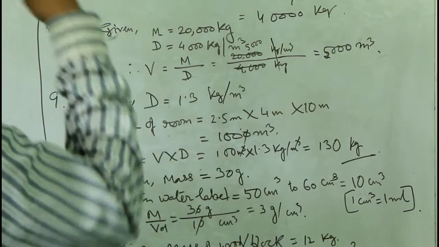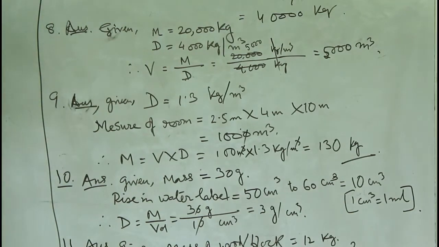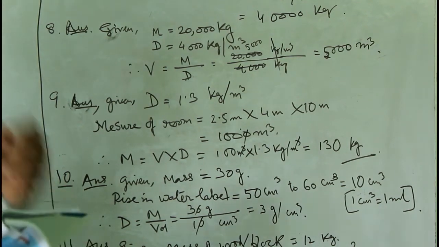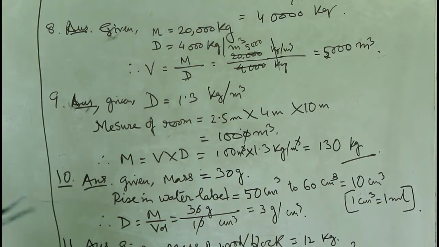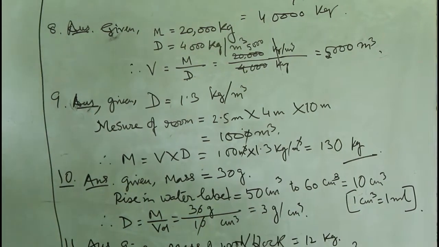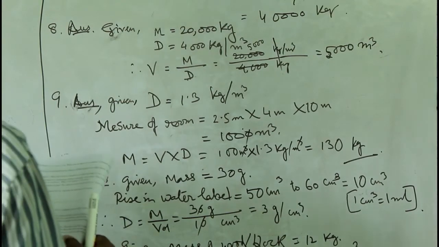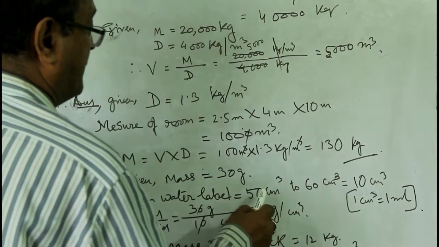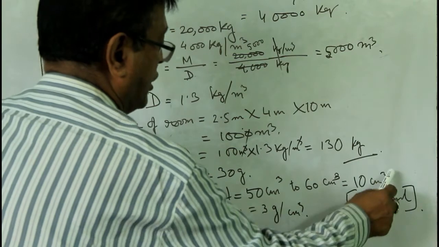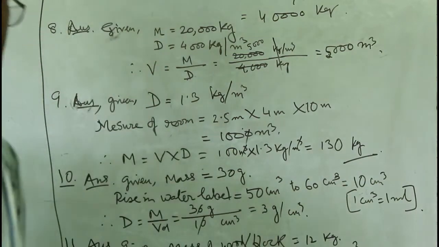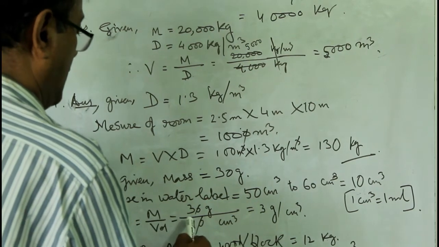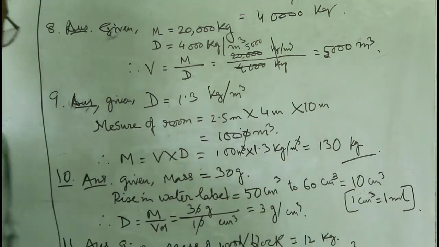Right now, the next question is a stone of mass 30 gram is placed in a measuring cylinder containing some water. The reading of the water level rises from 50 centimeter cube to 60 centimeter cube. What is the density of the stone? So you see, question number 10, the mass is 30 gram. The rise in water level 50 to 60 means 10 centimeter cube. 1 centimeter cube equals 1 ml. And therefore, the density equals mass by volume. That means 30 by 10 equals 3 gram per centimeter cube.